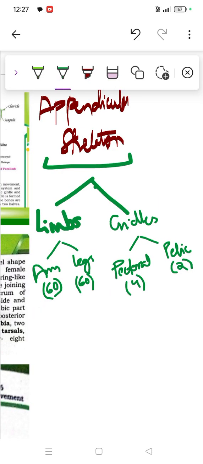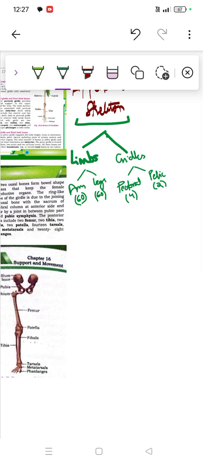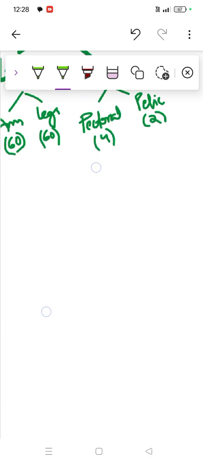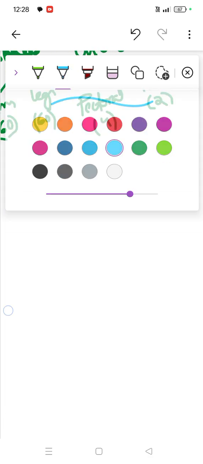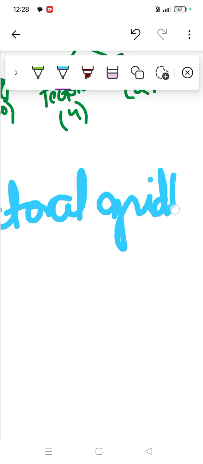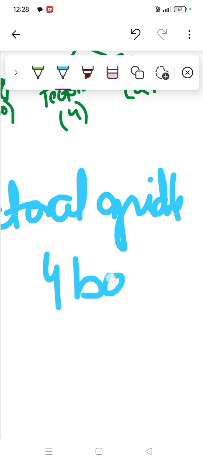I hope it is very much clear. Then comes the next part, which is about their structure and everything. So in the pectoral girdle, now we are going to detail it. Pectoral has 4 bones, right? So let's go with the pectoral girdle now. We know here we have around 4 bones, as I mentioned. Again, this is divided into two more parts.